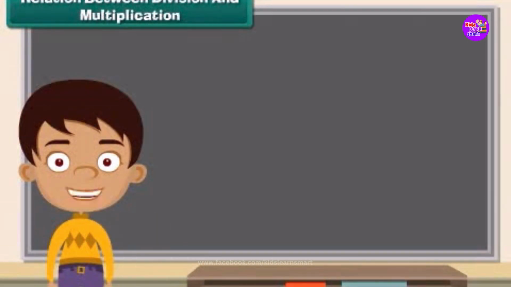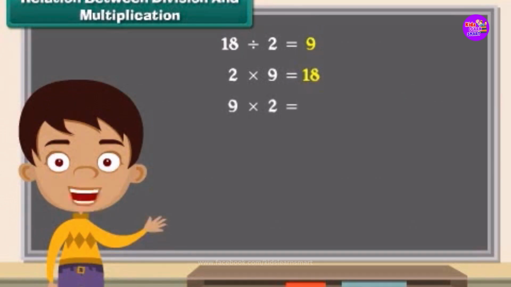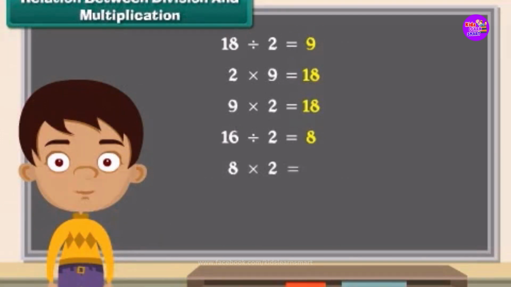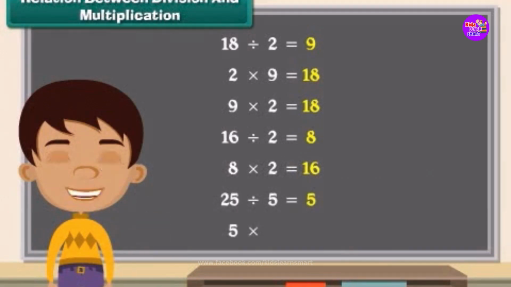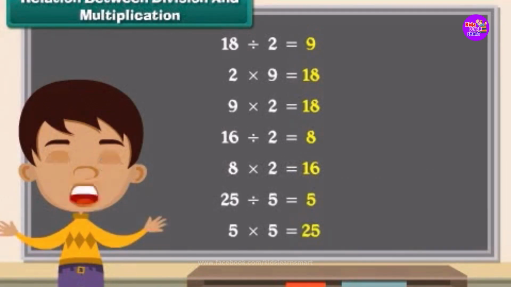Relation between division and multiplication. Friends, 18 divided by 2 is 9, and if we multiply this 2 and 9, we get 18. 2 multiplied by 9 is 18. 16 divided by 2 is 8, and 2 multiplied by 8 is 16. Similarly, 25 divided by 5 is 5, and 5 multiplied by 5 is 25.